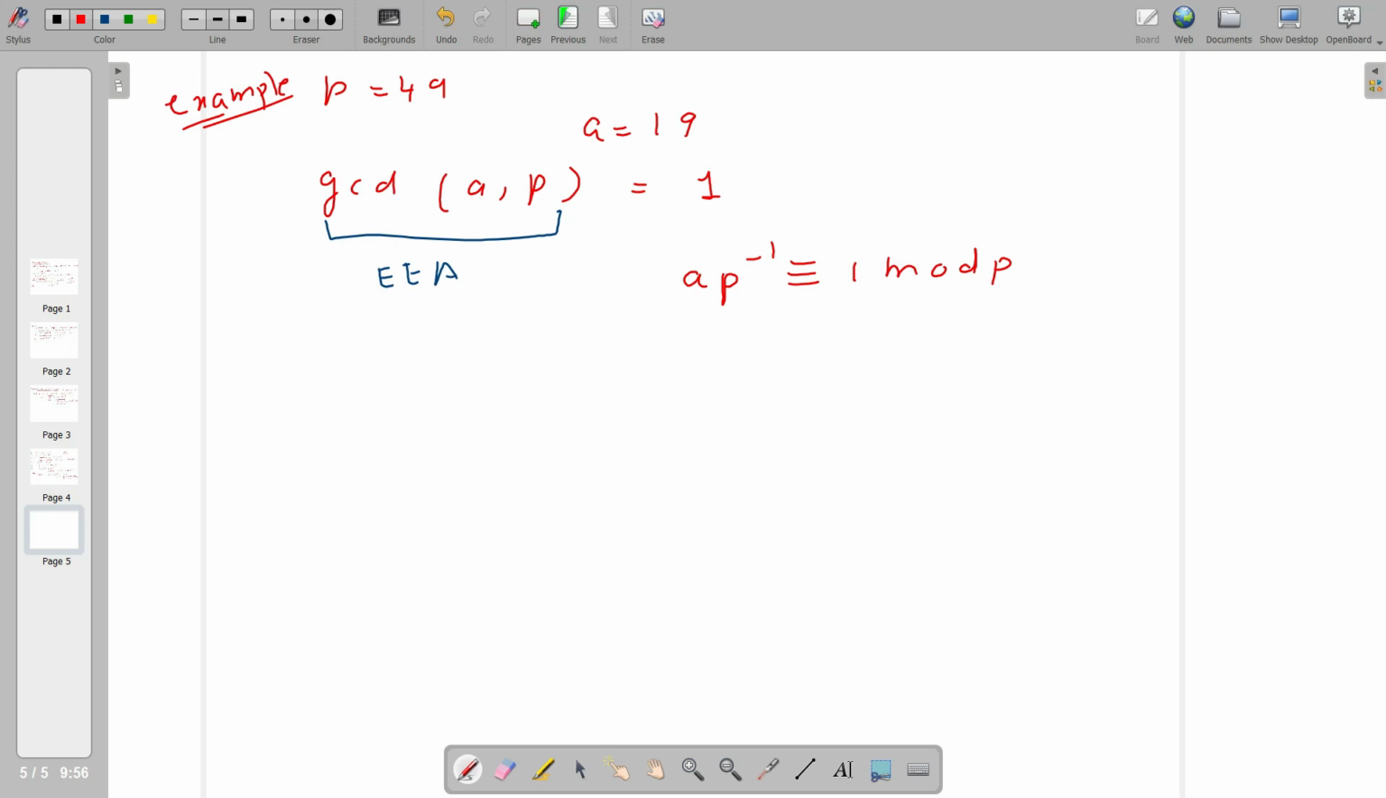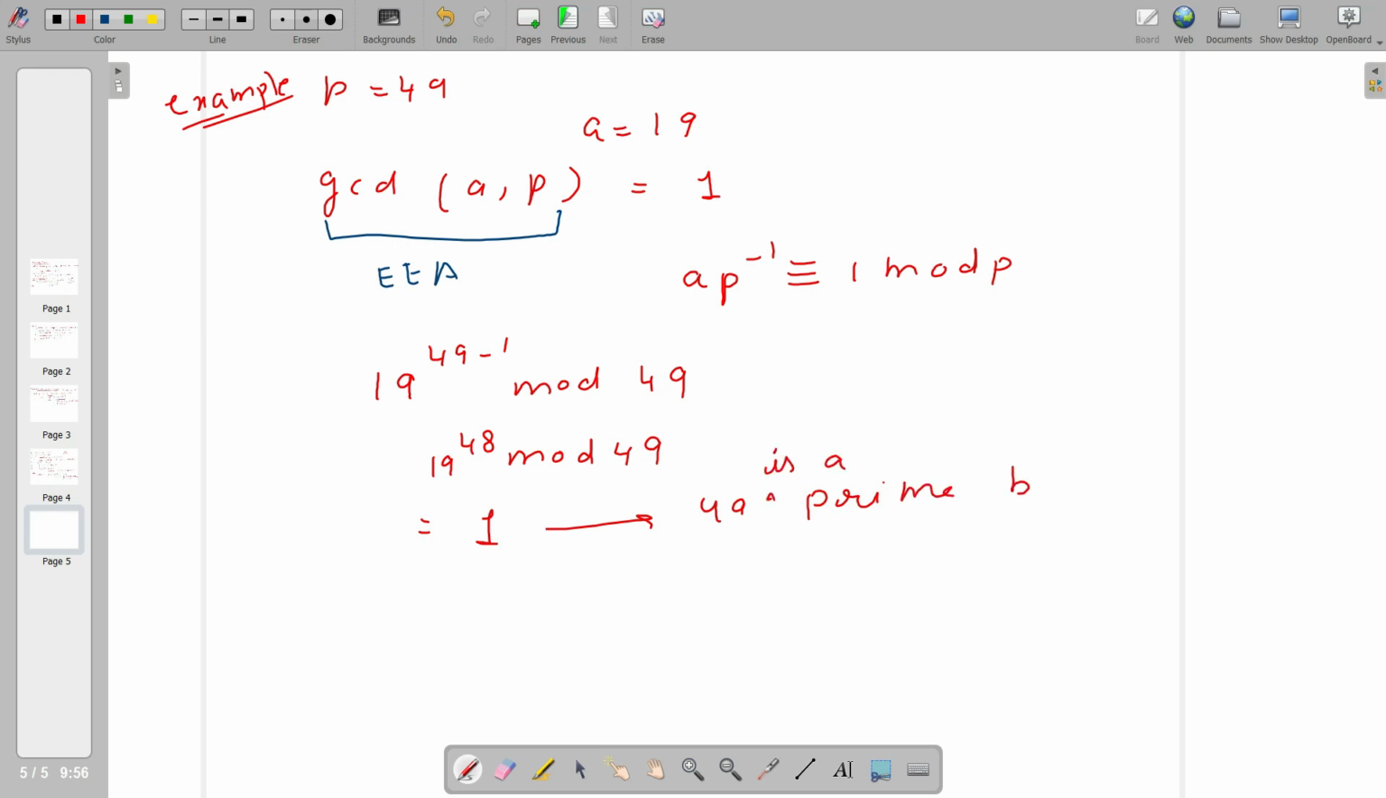Now we are going to calculate A to the power P minus 1. So 19 to the power 49 minus 1 mod P, so it is 19 to the power 48 mod 49. When we solve it using modular arithmetic properties, it comes out to be 1. So we can say that 49 is a prime base 19.